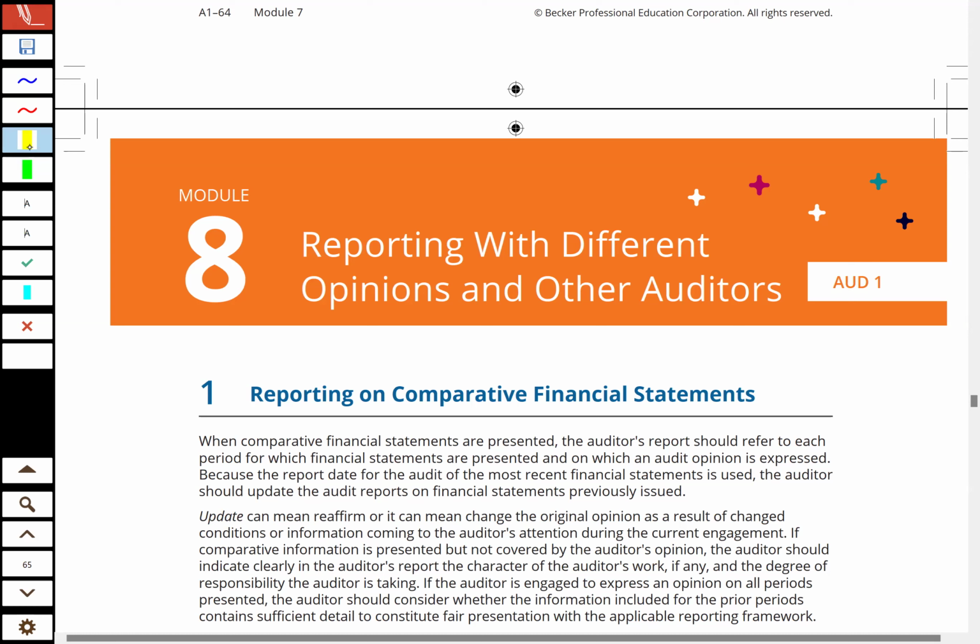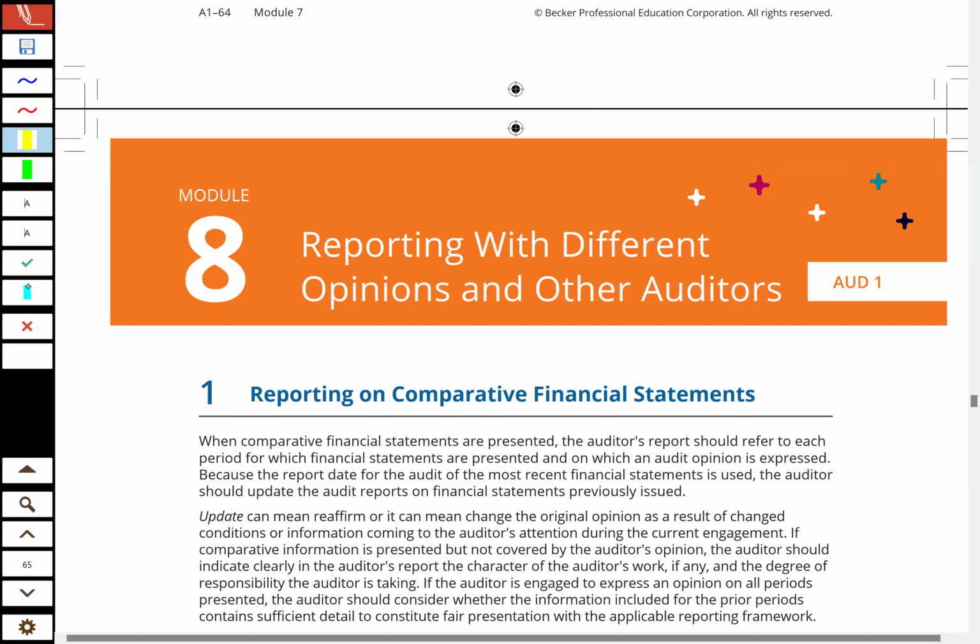The other thing we're looking at in this module is that sometimes we become engaged in an audit where we may be the group auditor, we may be auditing the consolidation, but there may be other auditors. We call them component auditors, that are auditing pieces of the consolidation. We're going to see how that's going to affect our reports. Okay, so that's what we're looking at in this module.